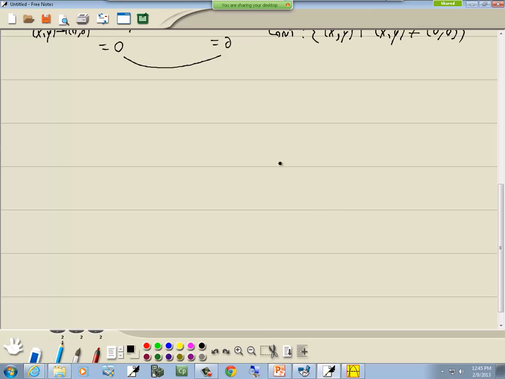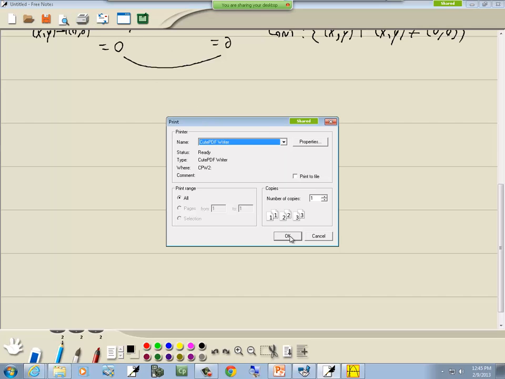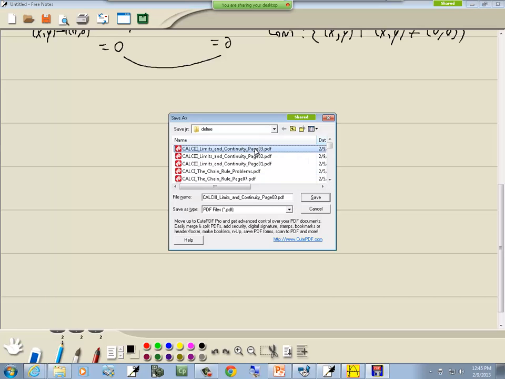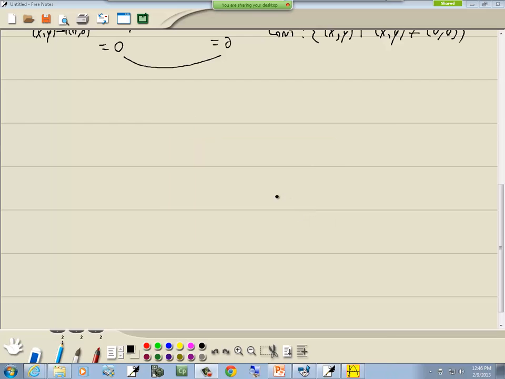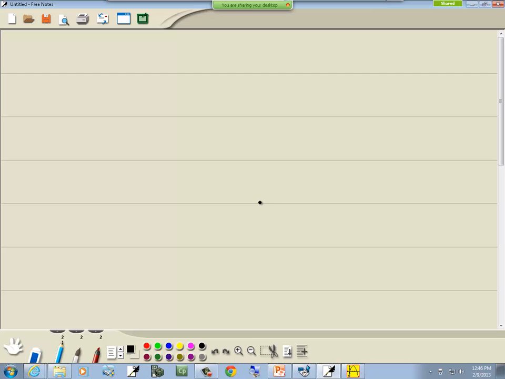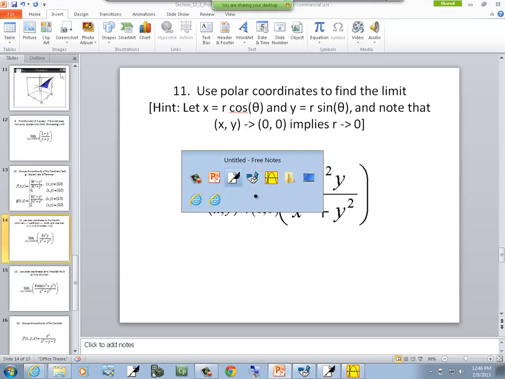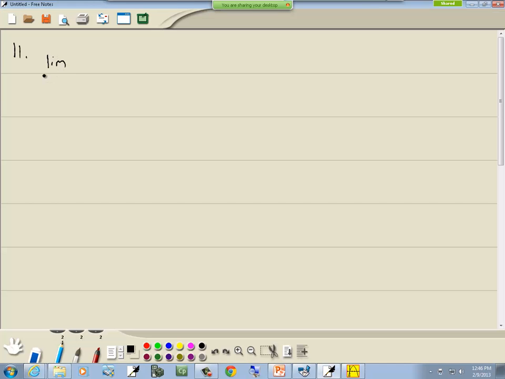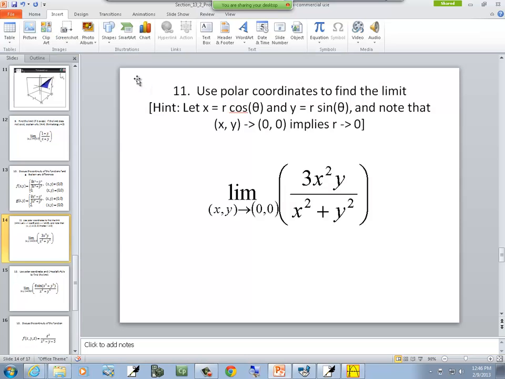Let me start a new page, then we'll look at this problem. There we go. Number 11. Limit as xy goes to 0, 0 of 3x squared y over x squared plus y squared.